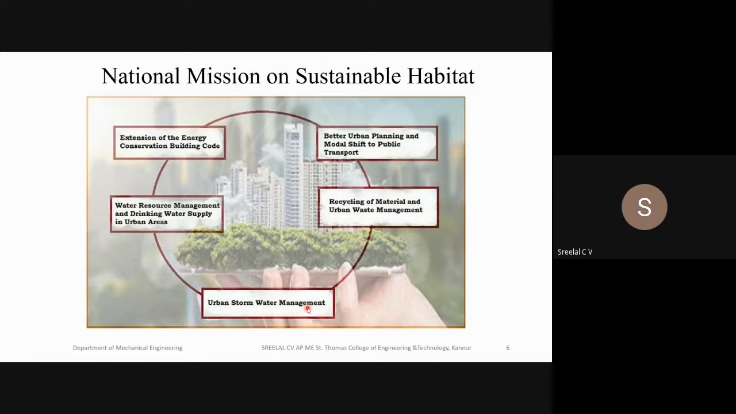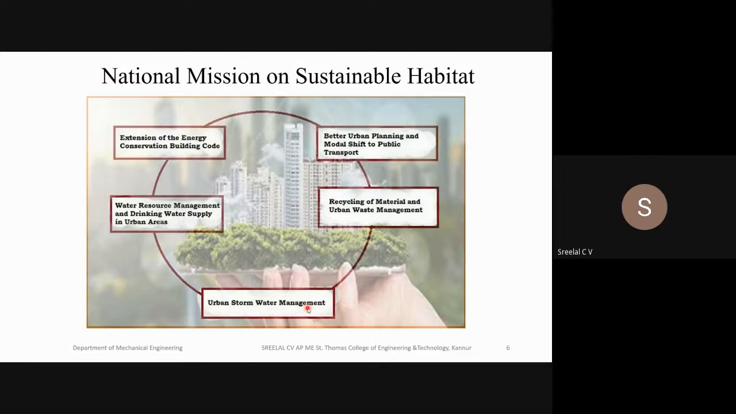In cities like Dubai, they utilize the water from flats and villas, carry out some water treatment, and then use that water for watering plants and flowers on the sides of the roads. That is a very good approach towards water management, or reusing of water. And then the water reservoir management and drinking water supply in urban areas. The next one, which we already discussed, is the extension of energy conservation building codes.